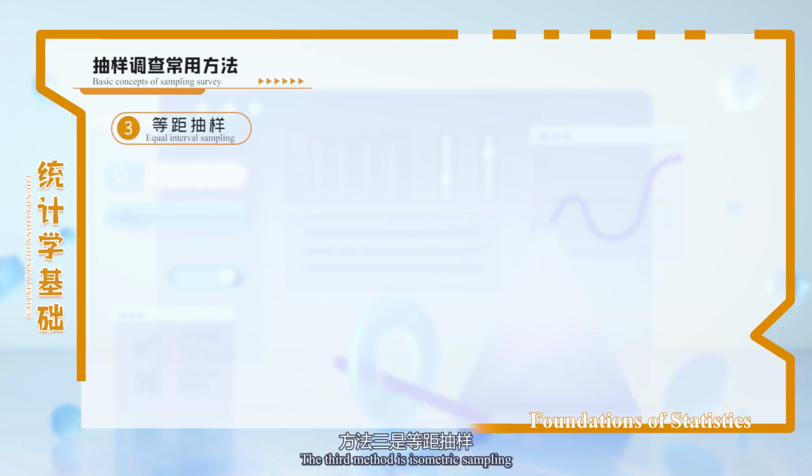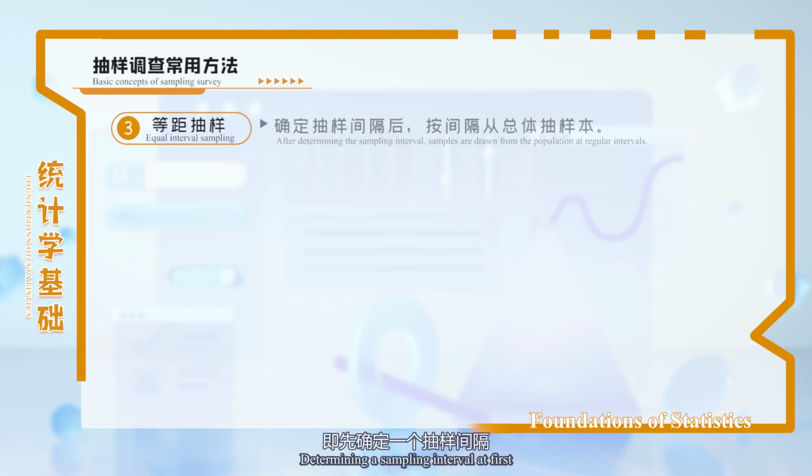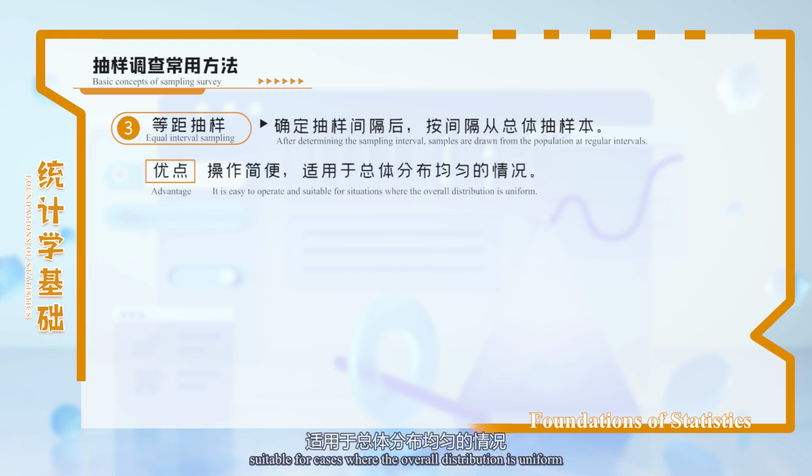The third method is systematic sampling. Determine a sampling interval first, and then take samples from the population at these intervals. This method is easy to operate and suitable for cases where the overall distribution is uniform.